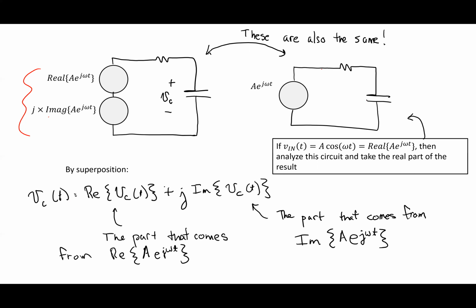If I have two sources like this together, and I wanted to forget that there's reals and imaginaries and all that sort of stuff, if I had two voltage sources together like this, how do I analyze a circuit like this with superposition?